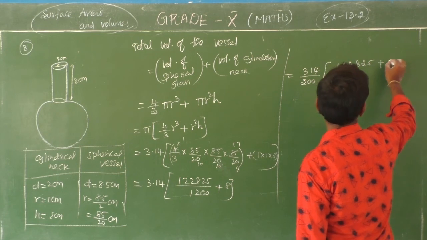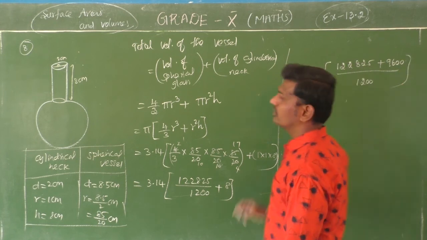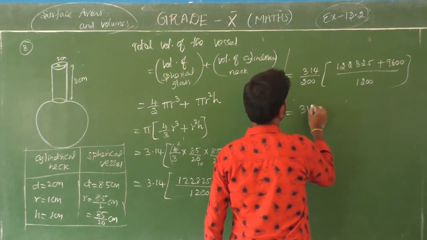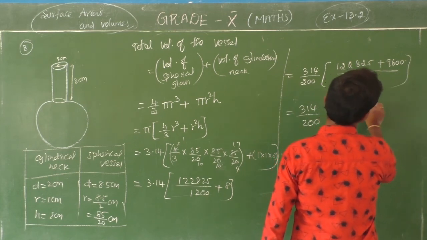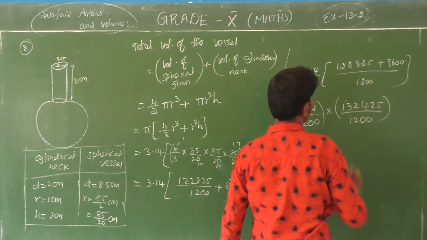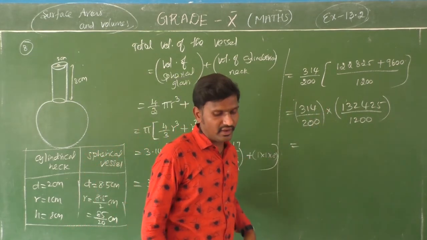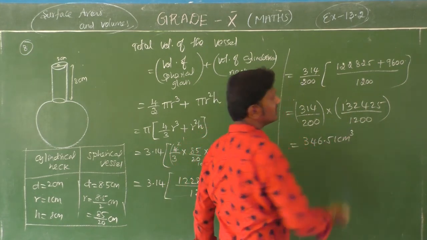So 314 by 200 into 122,825 plus 9600, whole divided by 1200. Now add these two numbers, 122,825 plus 9600, and you get 132,425, whole divided by 1200. Now you multiply these numbers to get the final answer, 346.51 centimeter cube. So this is a big number only.